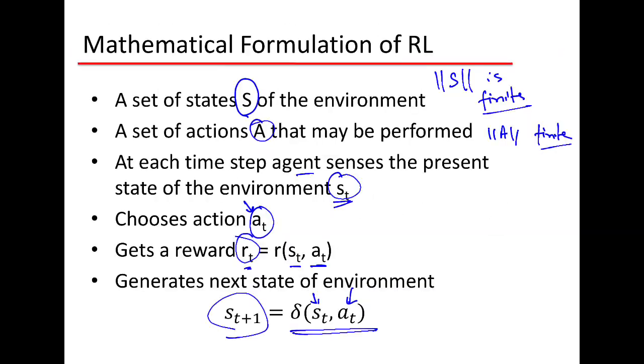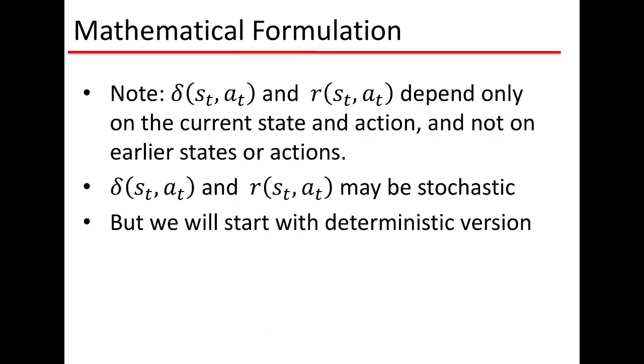So the key thing in this setup is that the reward you get at each step only depends on the current state and the current action. It does not depend on the previous states, which is a very important assumption, right? That simplifies it a lot. And the next state that you get only depends on the current state and the current action. It also does not depend on the past.